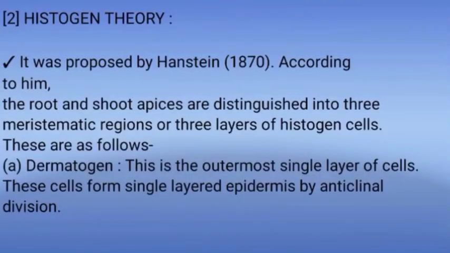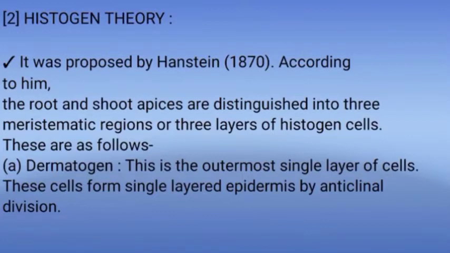Number 2, histogen theory. It was proposed by Hanstein in 1817. According to him, the root and shoot apices are differentiated into three meristematic regions or three meristematic layers of histogen cells. These are as follows: dermatogen, periblem and plerome.